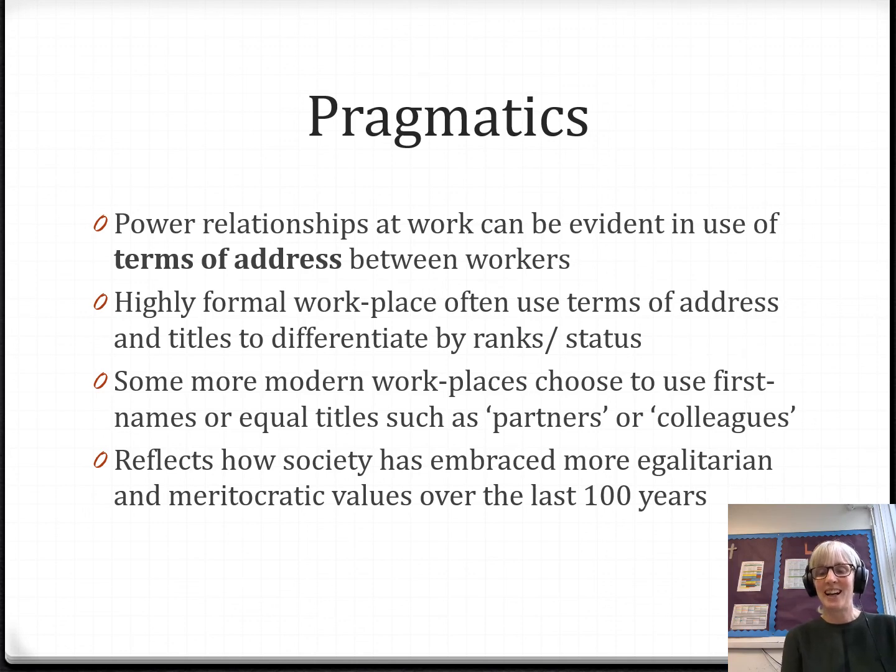So Waitrose and John Lewis calls everybody a partner. I think Tesco now calls everybody a colleague. Okay, this doesn't mean that there aren't strong hierarchical power relationships. It just means they're not being expressed in terms of address. It reflects how society has embraced more egalitarian and meritocratic values over the last 100 years. We've become a much more informal society and a much less outwardly hierarchical society.